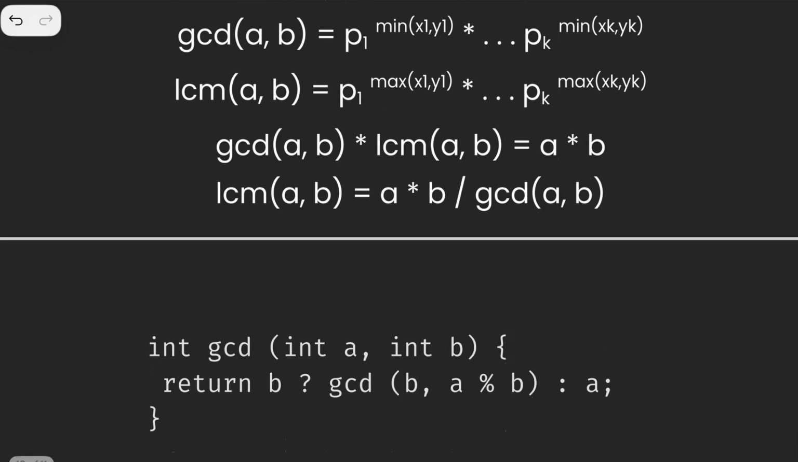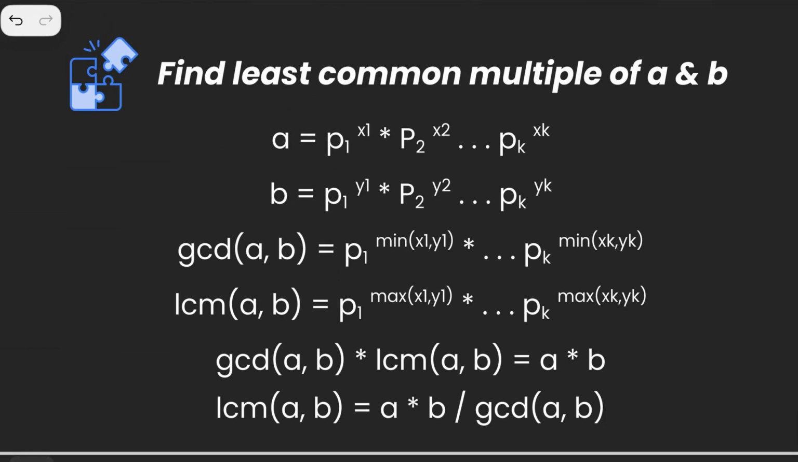So let's take an example. This is a very common example of finding least common multiple, which is LCM. So let's represent A in terms of prime numbers, right? So P1 to the power x1, P2 to the power x2, something like that. Similarly, we can represent B also. GCD is the greatest common divisor. That means a number that divides both A and B. So we need to take the prime number P1, but let's take the minimum of x1 and y1. We don't want the maximum one.